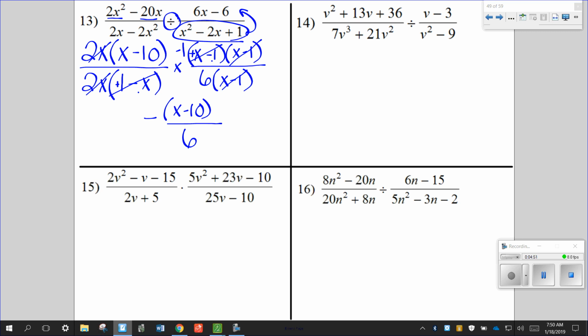Make sure if you wanted to, you could also simplify that. You could distribute that negative sign in here, and you would get a positive 10 minus x over 6. Either way, those are equivalent expressions, and we'll call it quits there.